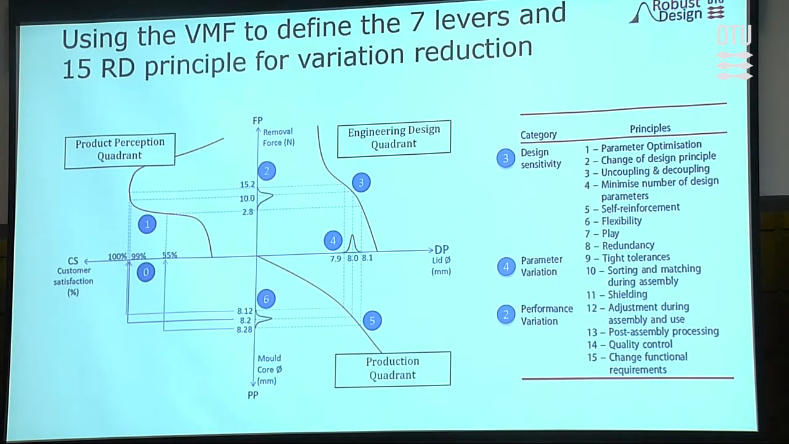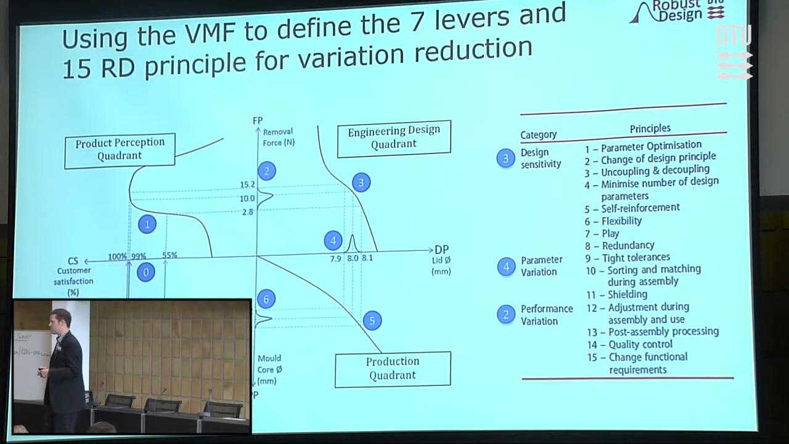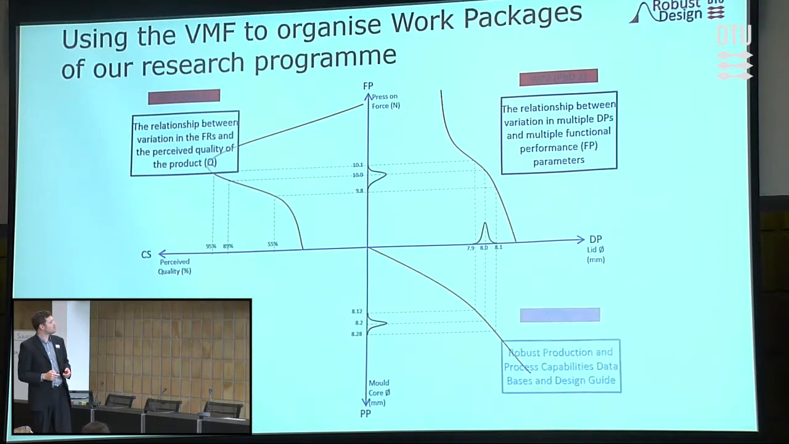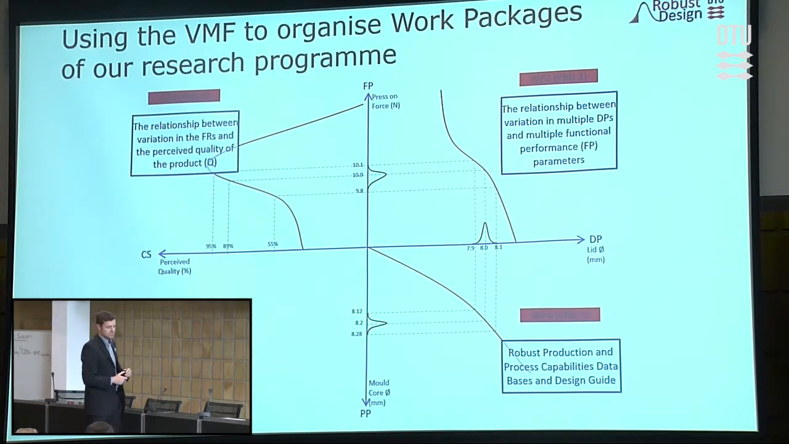In addition, in a recent publication published earlier this year, we published the 15 principles of robust design. And those 15 principles can be mapped into this quadrant here, either in lever 2, lever 3, or lever 4. So now we have a very good framework where we can put down all of the levers and principles available to us to improve quality. And it doesn't matter whether you're in the perceived quality domain, the engineering design domain, or production, we're all focusing on the same thing. We've also used it to position our PhDs in our major research project, so each one is working on a different area.